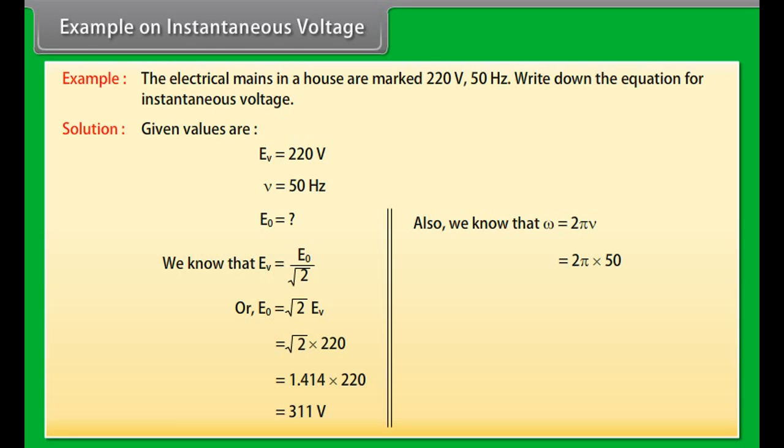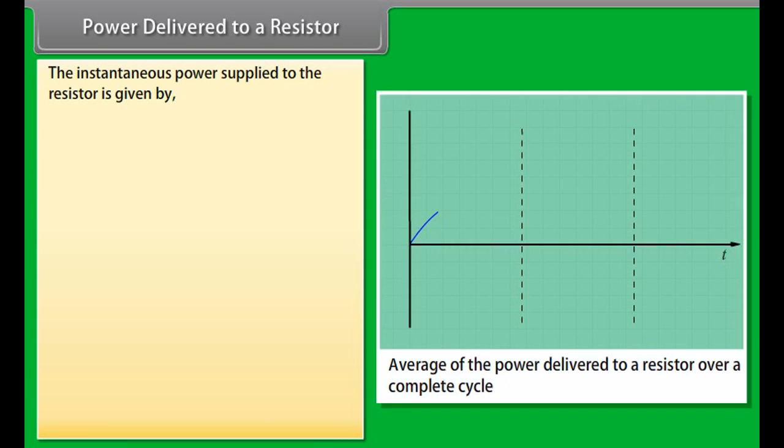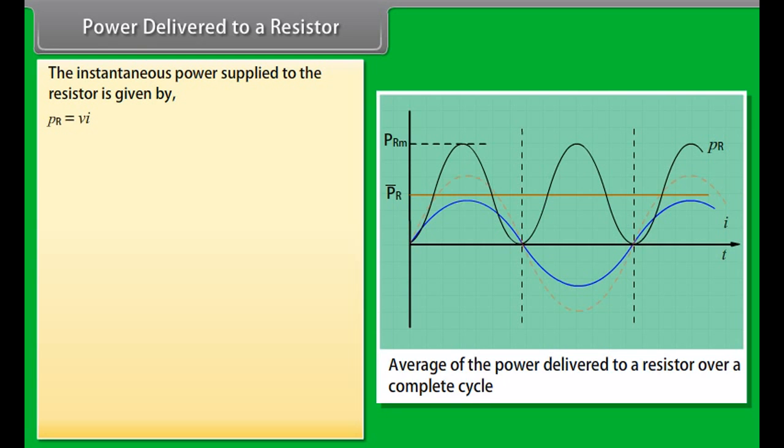Example on instantaneous voltage. Let's take an example on instantaneous voltage. The electrical mains in a house are marked 220 volt, 50 Hz. Write down the equation for instantaneous voltage. Let's see the solution. Given values are Ev = 220 volt, ν = 50 Hz.